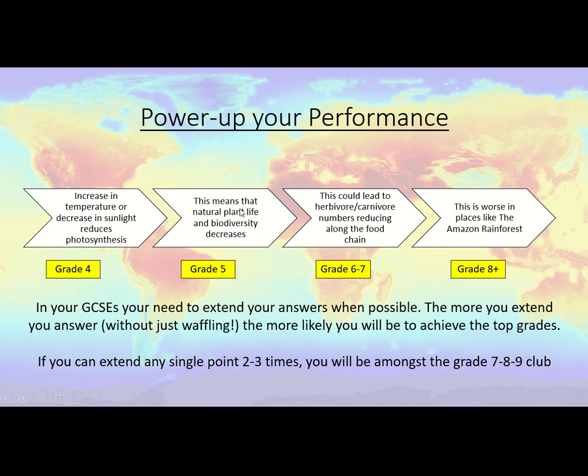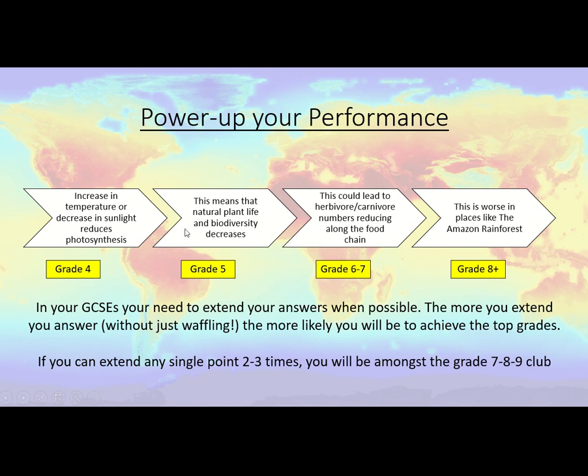Okay, and I've just used this as one example, so please don't feel that you don't get this one. This is just me waffling away. So increase in temperature or maybe less sunlight means that you get less biodiversity. Now that is an extended point. This means that. It tells me that I've done it. So that would be kind of grade 5 to 6 territory.